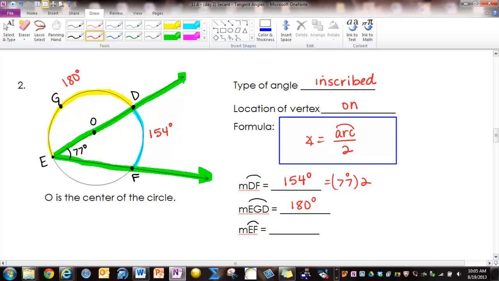Next, I'm asked for the measure of arc EF, which is right here. Now, if you notice that the yellow arc, the blue arc, and the purple arc together make the entire circle. So if I want to find the measure of arc EF, the purple arc, I'm going to take the entire circle, 360 degrees, minus my semicircle, 180 degrees, and then also minus my blue arc, 154 degrees. That leaves me 26 degrees for the purple arc, arc EF.